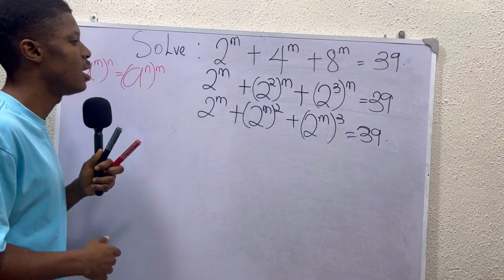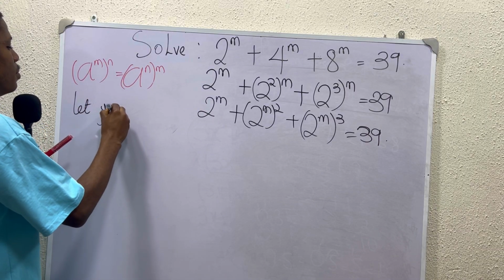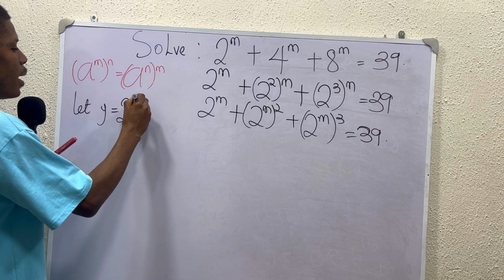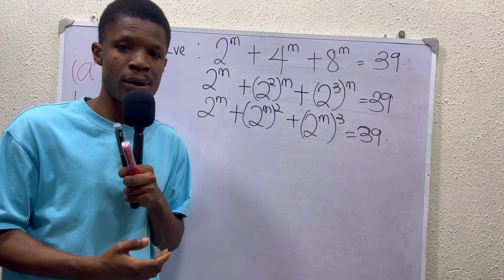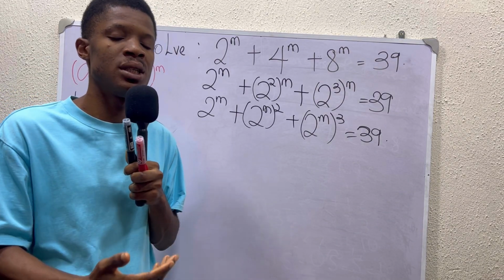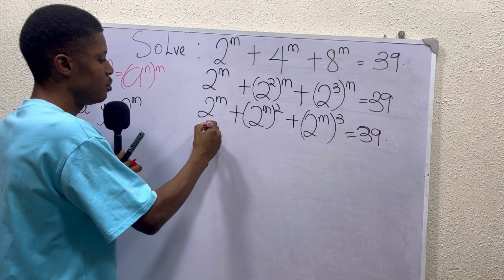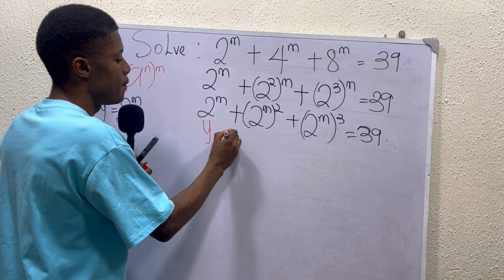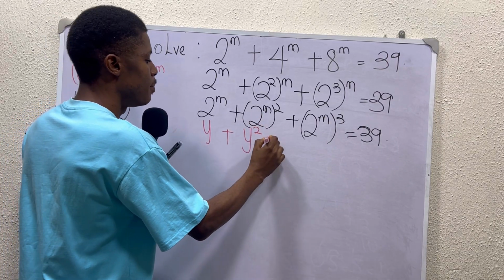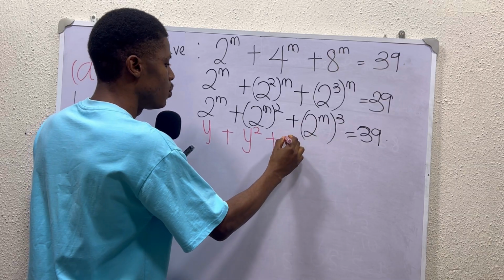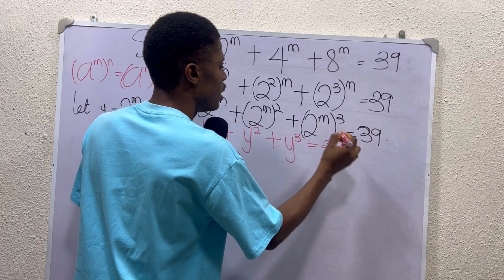So if you have this now, you can now say, let y be equal to 2 power m. Okay, so all we need to do is to write the whole equation in terms of what? Y. So we'll have it as, this is 2 power m, so y, plus, this is 2 power m, y squared, then plus, this is 2 power m, y cubed, and that equals 39.